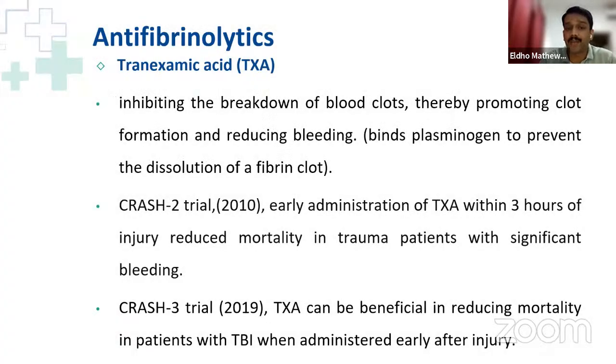Antifibrinolytics, tranexamic acid, we are using. These agents inhibit the breakdown of blood clots, so the dissolution of the clot is prevented. It binds to plasminogen to prevent the dissolution of the fibrin clot. In the CRASH-2 trial conducted in 2010, early administration of tranexamic acid within 3 hours of injury reduced mortality in trauma patients. In the CRASH-3 trial in 2019, it was beneficial in reducing mortality in patients with traumatic brain injury when administered early after injury. So it has a good impact on controlling bleeding.